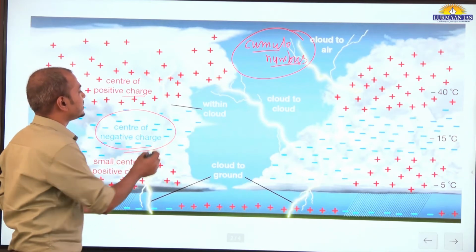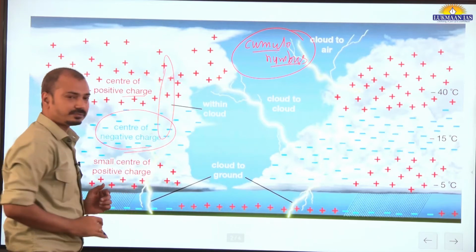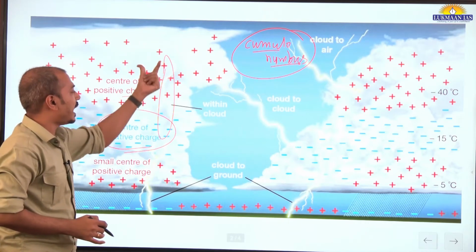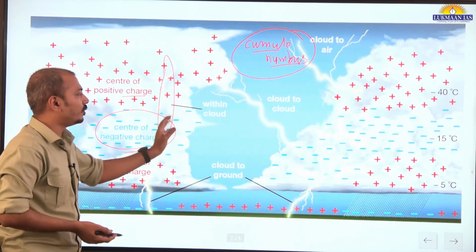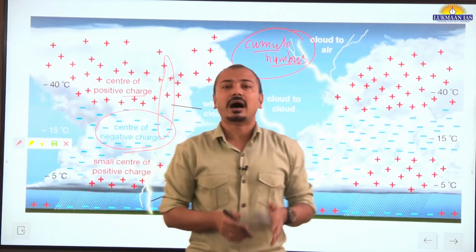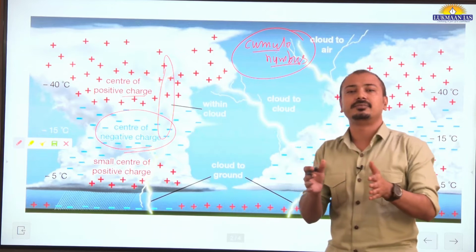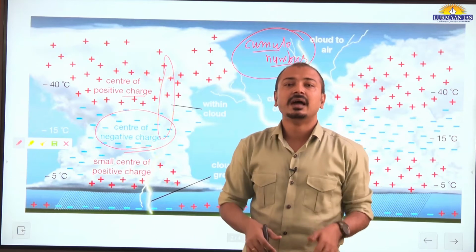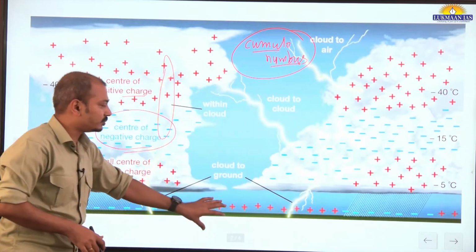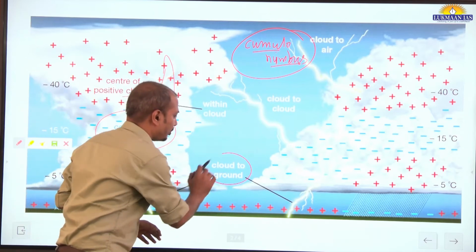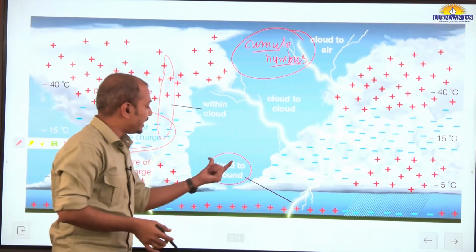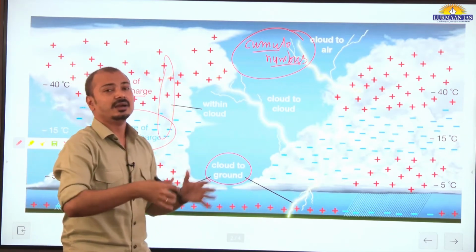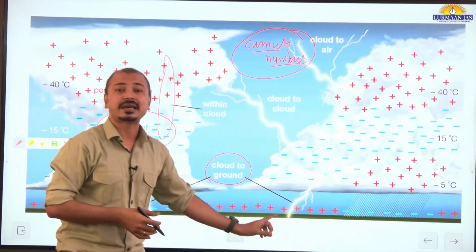The other type is within the cloud. Positive and negative charges are accumulated within the same cloud, and therefore lightning may happen within the cloud also. So within the cloud and cloud to cloud, and at the same time our earth's surface also acts as a positive charge at some places and a negative accumulated charge at others, and therefore cloud to ground discharge also happens. This kind of discharge from cloud to ground is most harmful for us, and that's why more threats are associated with this type of lightning.